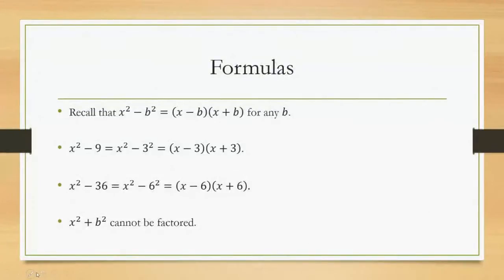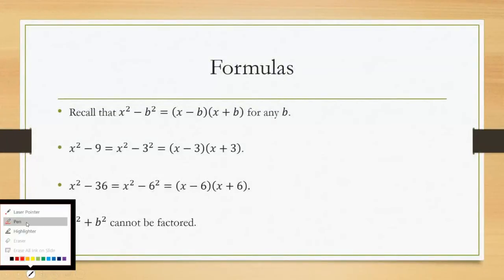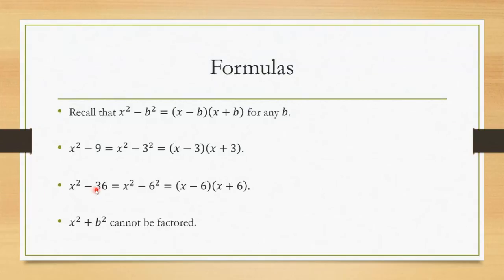Same thing also with x squared minus 36. Well, 36 is a perfect square. Namely, 36 is 6 squared. So we have x squared minus 6 squared. Hence, from this formula with 6 as b, we get x minus 6 times x plus 6.